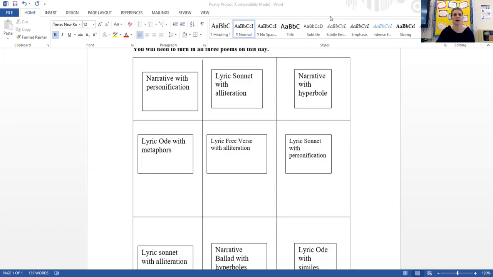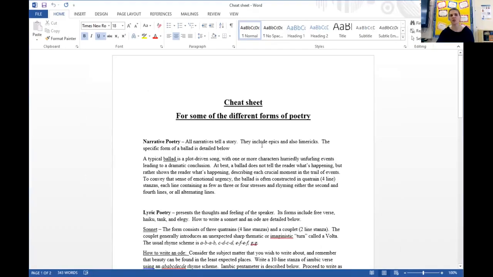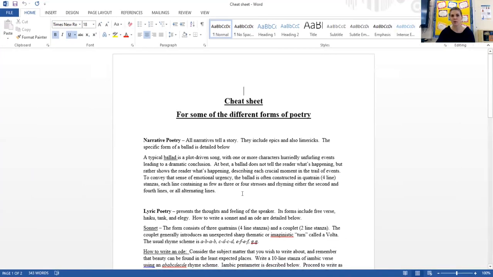So you also received from me a paper, and it may be printed on the back. I can't remember exactly how I had done that, but it says cheat sheet, and it looks like this one. So cheat sheet for some of the different forms of poetry. I'm not going to spend a ton of time going through all the different forms and how to specifically write each one right now. What we're going to do is in other videos, if you've picked that you're going to do a ballad, there is a video on the ballad. If you've picked to do a sonnet, there's going to be a video on the sonnet. Even if you haven't picked those, perhaps you want to watch them because I have written one of each of those types of poems and I will be sharing my examples with you.